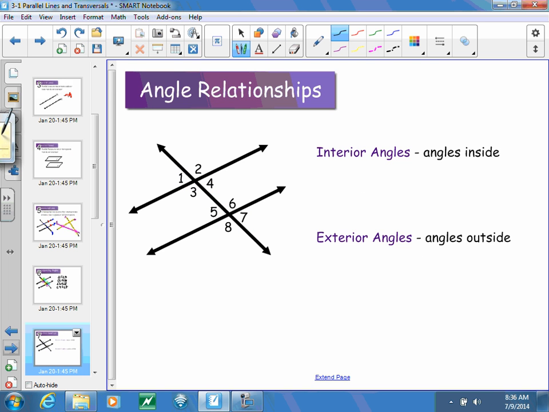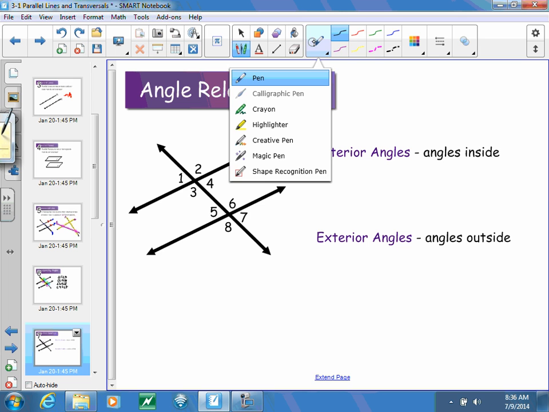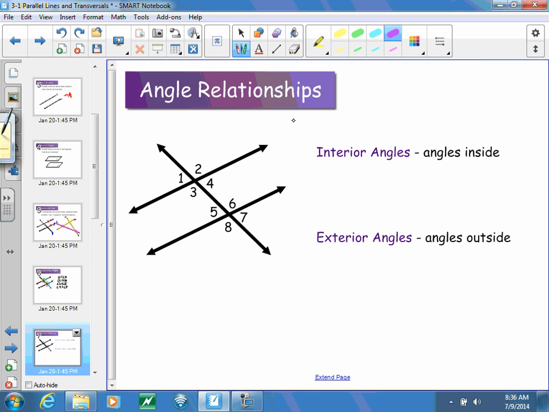Now, with those corresponding angles, we have what are called interior and exterior angles. Interior angles, what I'm referring to here, are the angles that are inside the two lines that are cut by the transversal. A little bit easier if I visually show you here: we're looking at the inside angles being angles 3, 4, 5, and 6. Those are inside the two lines that are cut by the transversal.